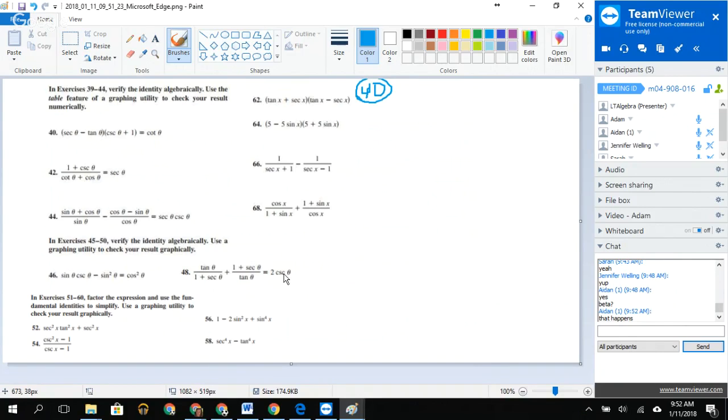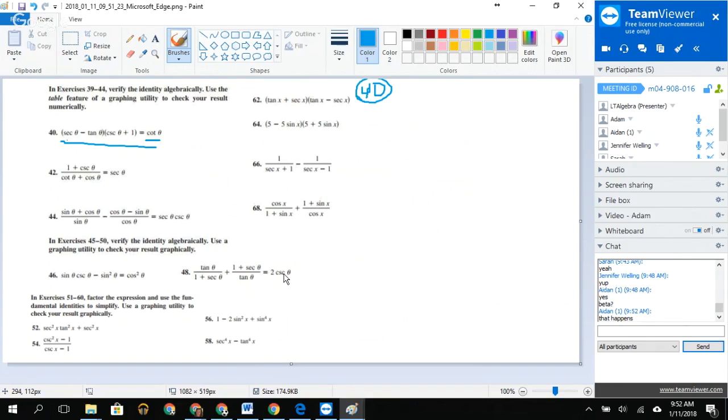Okay, these are a little different. They actually tell you the solution, but you're kind of doing the same thing. It says verify the identity algebraically and use the table feature to check your result. So they're telling you what they want you to get to: the secant of theta minus the tangent of theta, times the cosecant of theta plus 1, equals the cotangent of theta. But you have to actually prove that it's true. So we want to show that the left-hand side equals the right-hand side. The right-hand side has already been simplified for us, so we're going to do a lot of work on the left-hand side.